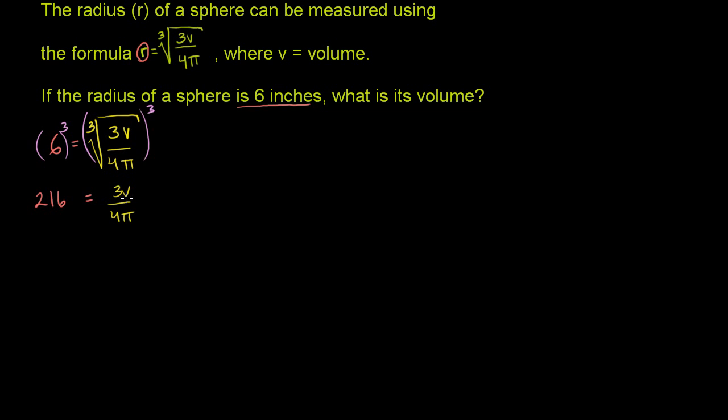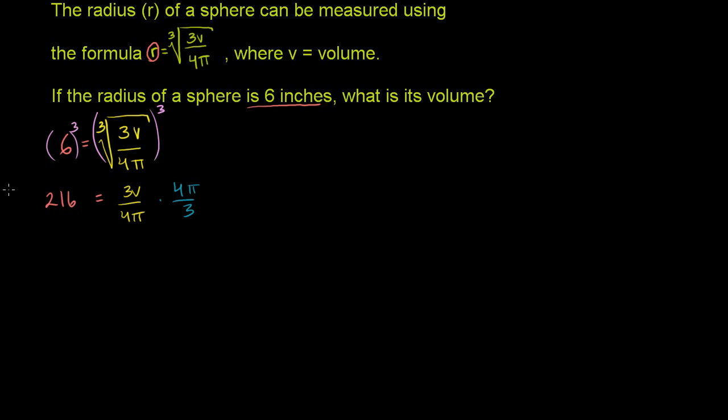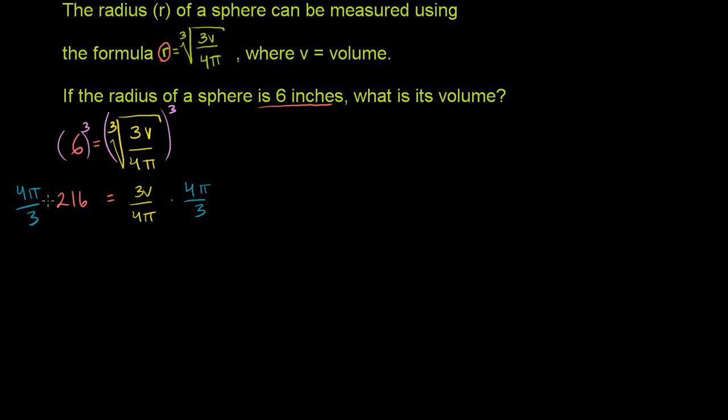Now to solve for volume, we can just multiply both sides of this equation times the inverse of its coefficient, times 4 pi over 3. Let me make sure you can see what I'm writing. And the whole reason why I'm multiplying by 4 pi over 3 is so that it cancels out with the 3 over 4 pi. And you have your 4 pi cancels out with a 4 pi, and then you have your 3 canceling out with the 3. And then you have your volume is going to be equal to 4 pi times 216 over 3.